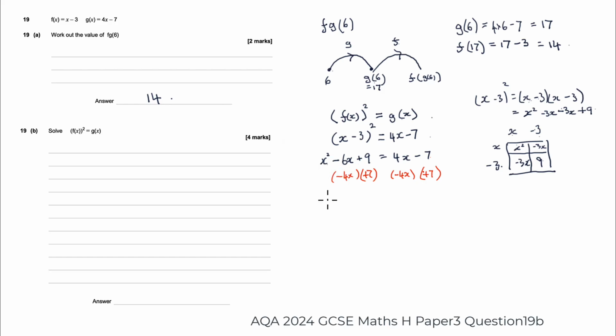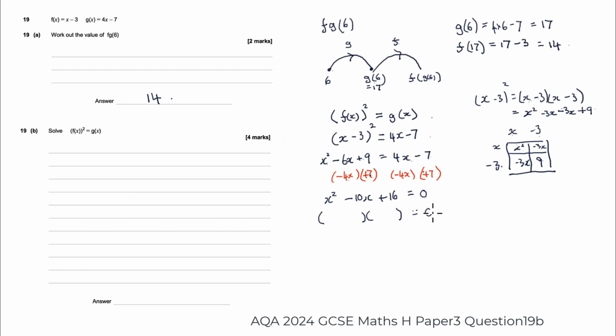So we've got an x squared, a negative 6x and another negative 4x, that's negative 10x. 9 plus 7, 16. And everything on the right hand side has vanished. And what we do now to proceed is to factorise.